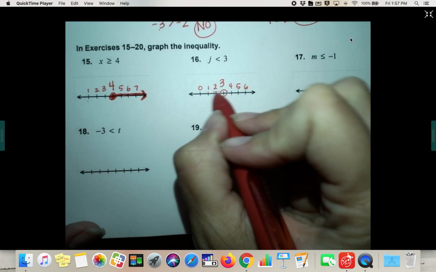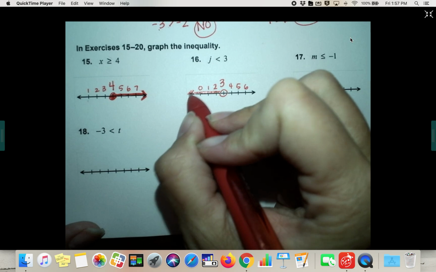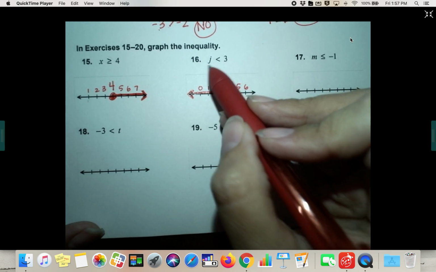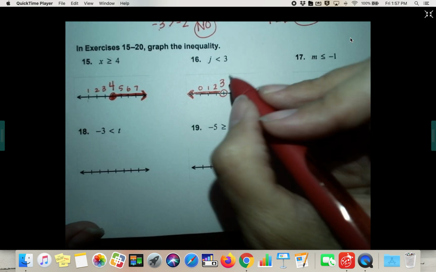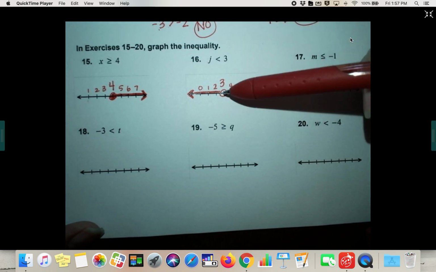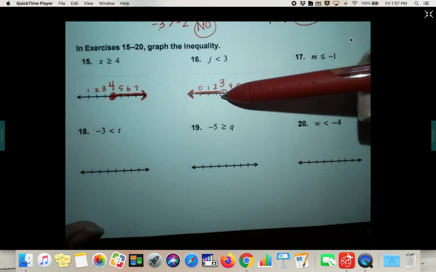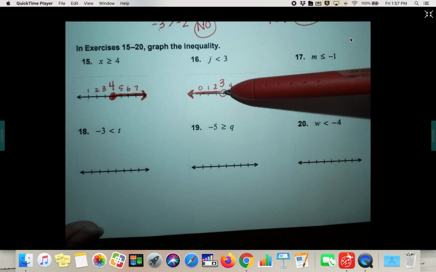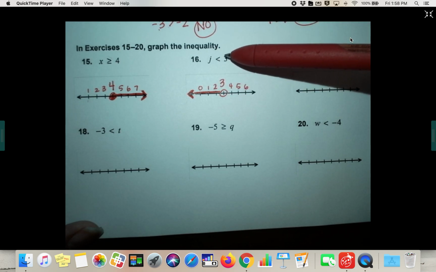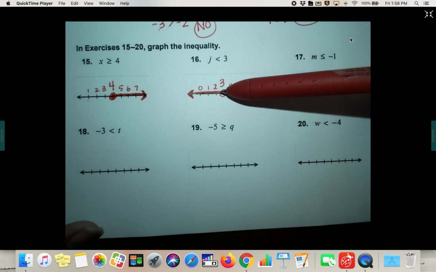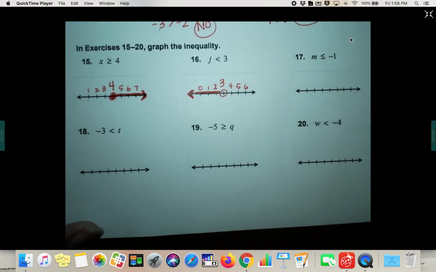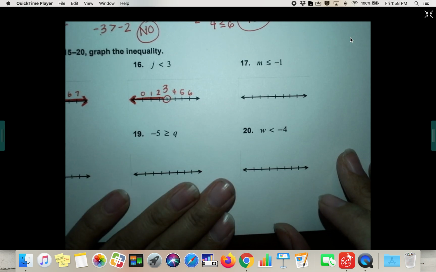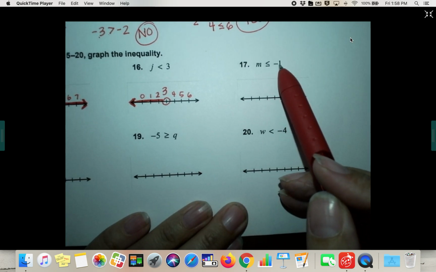So you are going to darken in the arrow that's going to the left, representing J being all numbers less than 3. And the very last step is, do I shade in the bubble? If J was equal to 3, we would, but since it is not 3, it's just numbers less than 3, we're just representing the number line less than 3, not 3 itself. So this is done. Number 17, m is less than or equal to -1.